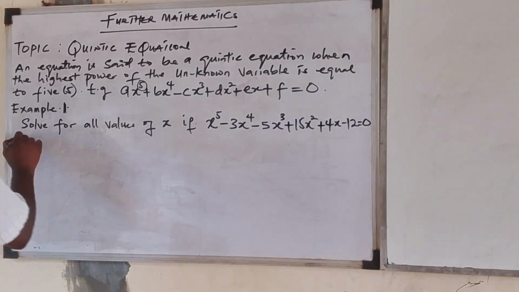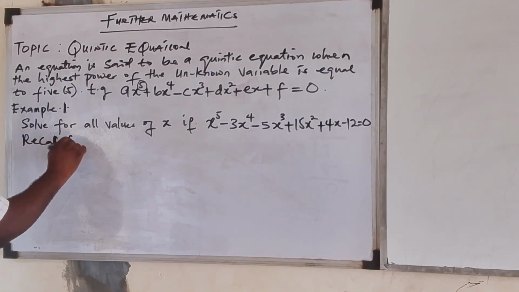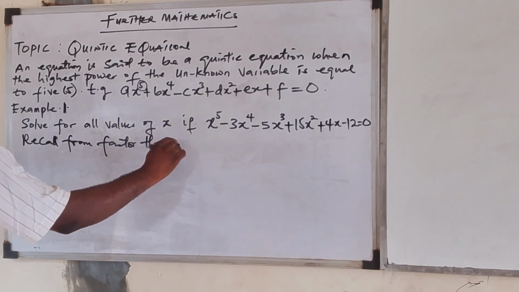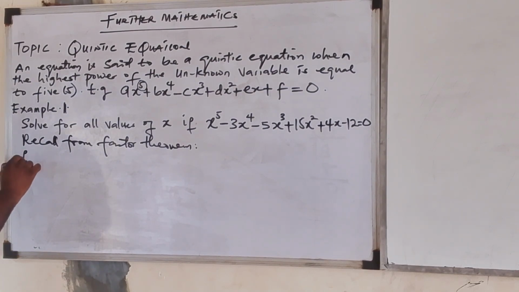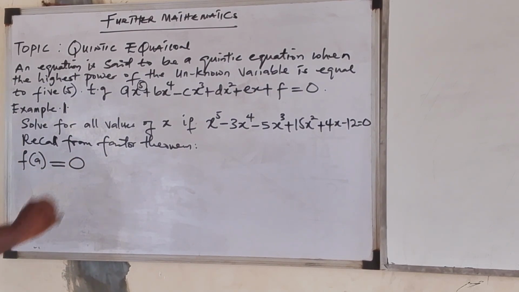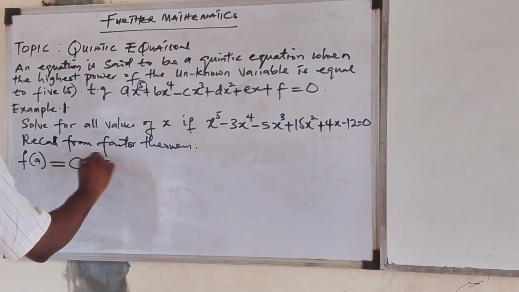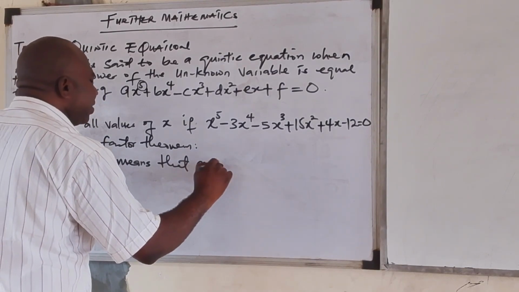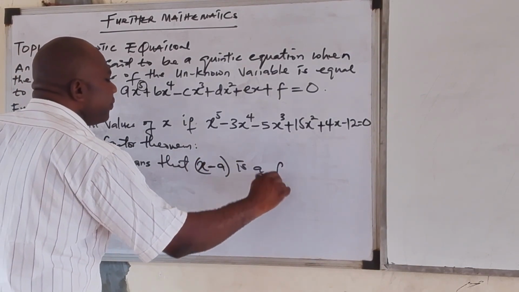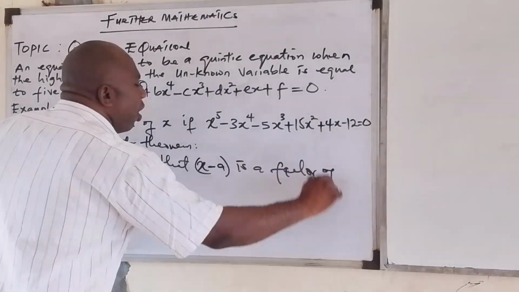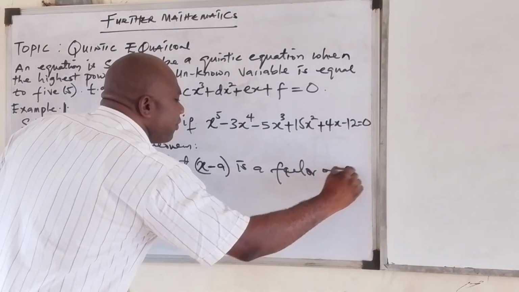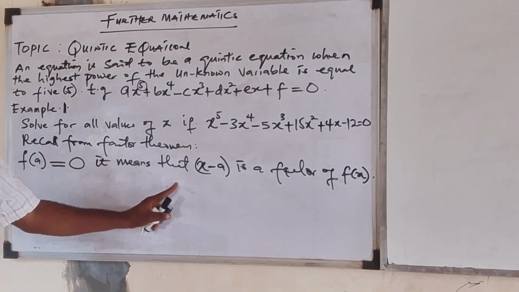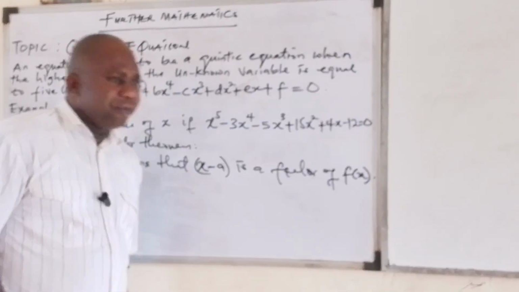Now, recall from the factor theorem: if f(a) is equal to 0, it means that x - a is a factor of f(x).